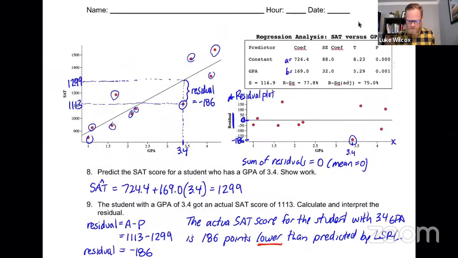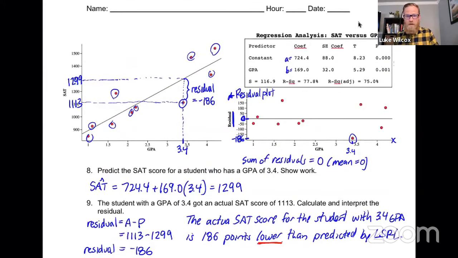Now for us, we've got an equal scatter above and below the 0 line there, that seems to indicate that the linear model is a decent model for this set of data.